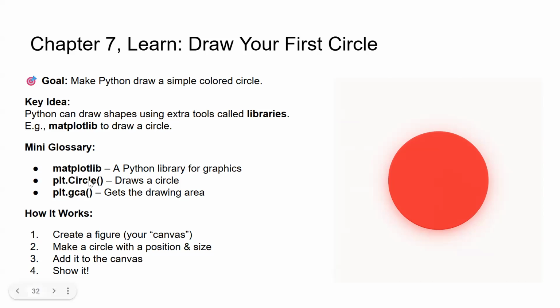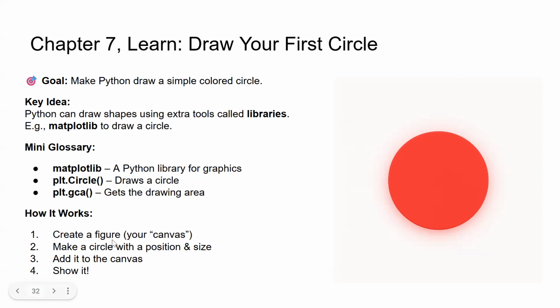And then we want to have a circle, and draw a circle. It can draw many other things, and then GCA gets the drawing area, so that if you want to make changes to it, say you want to change the axis, or change the other features of your graph, you can change it this way, using GCA, let's say, method or functionality.